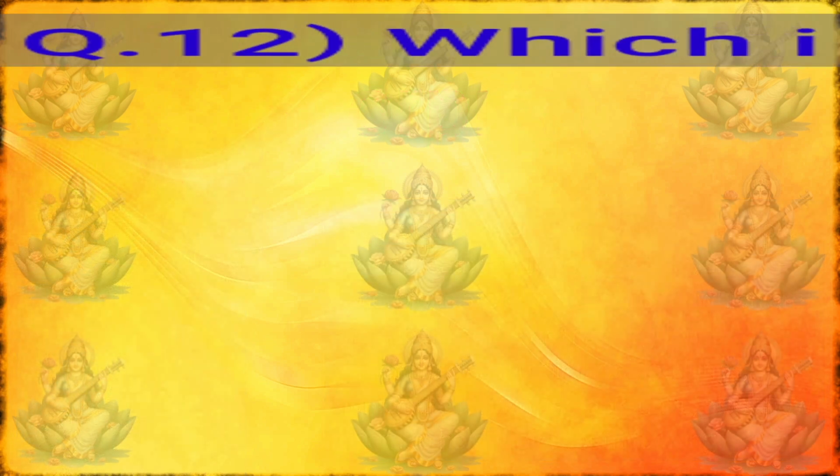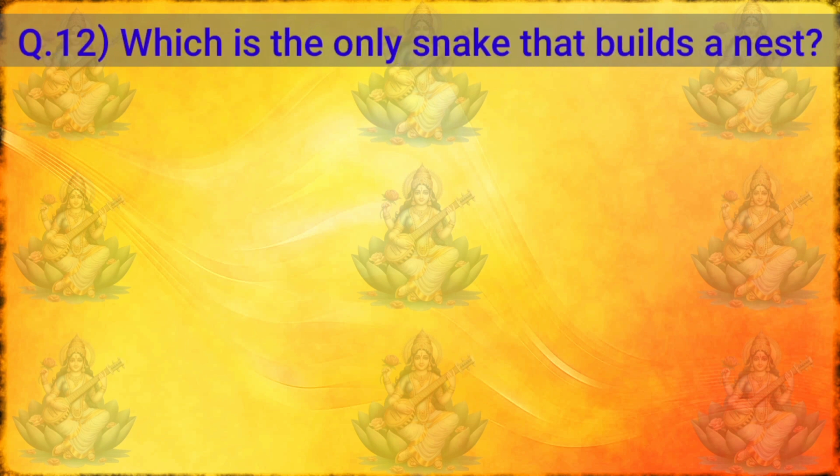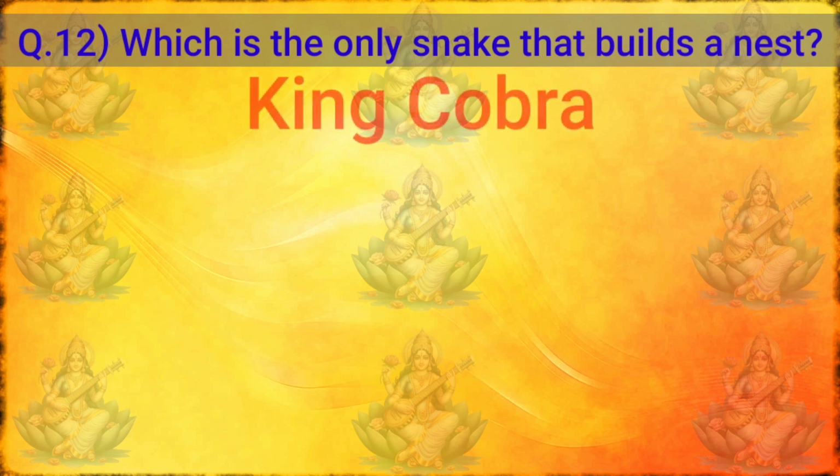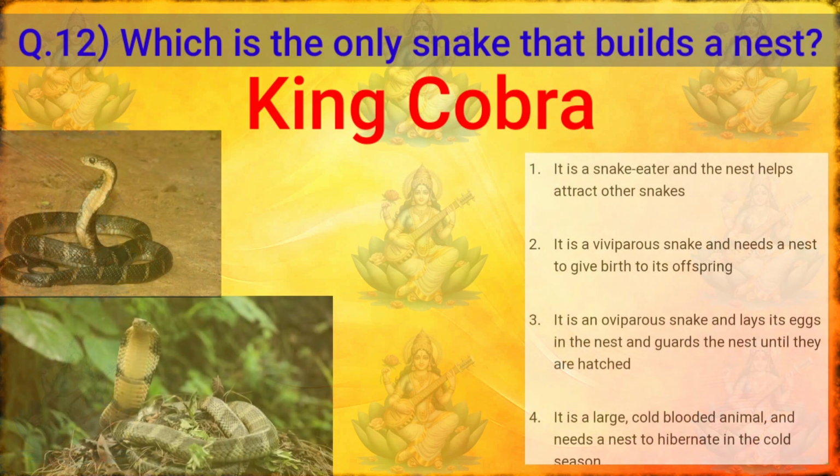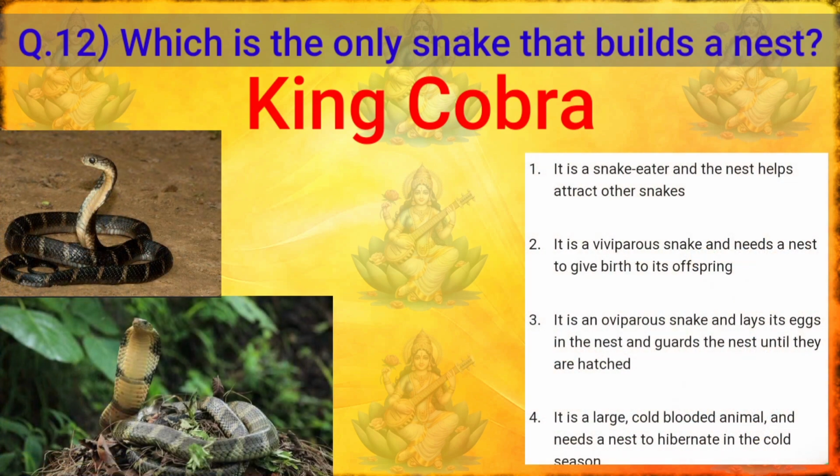The next question is, which is the only snake that builds a nest? The answer is king cobra. It is a snake eater and the nest helps attract other snakes. It is a viviparous snake and needs a nest to give birth to its offspring. It is an oviparous snake and lays its eggs in the nest and guards the nest until they are hatched. It is a large cold-blooded animal and needs a nest to hibernate in the cold season.